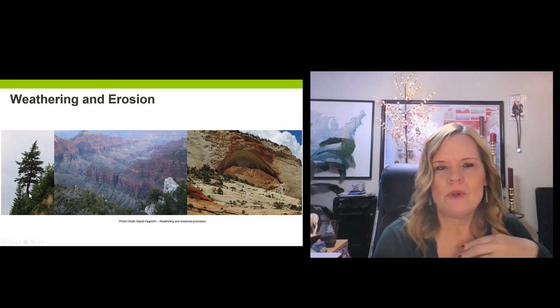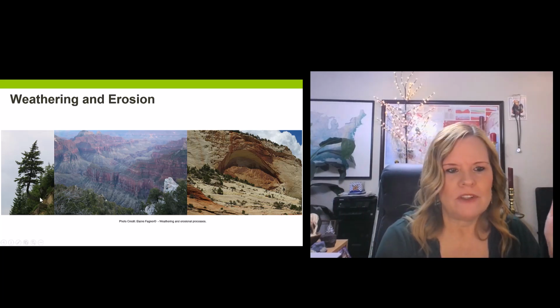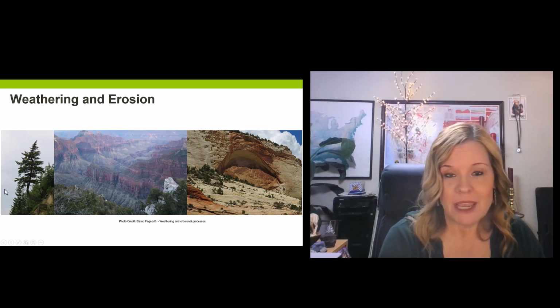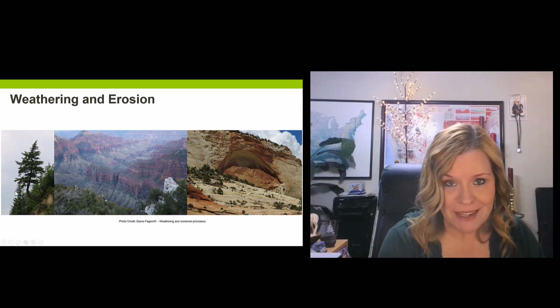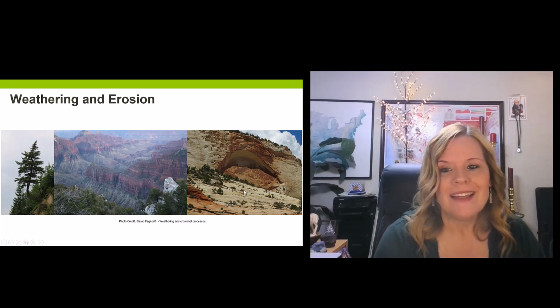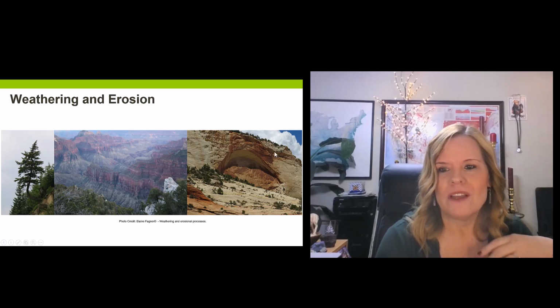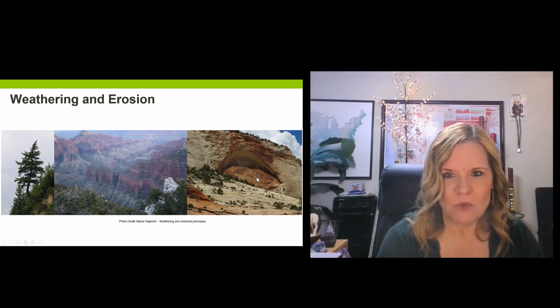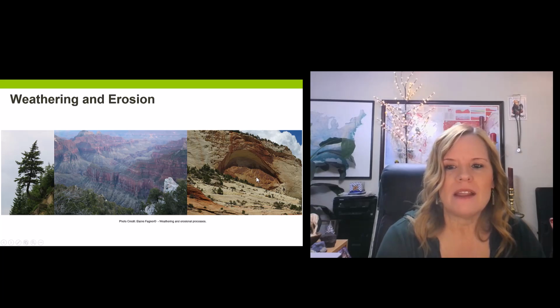Here is an example of weathering. You see the tree growing out of rock. This is actually a form of biological and mechanical weathering. Where you see all the orange stains on this rock is a form of chemical weathering, and that's referred to as desert varnish.